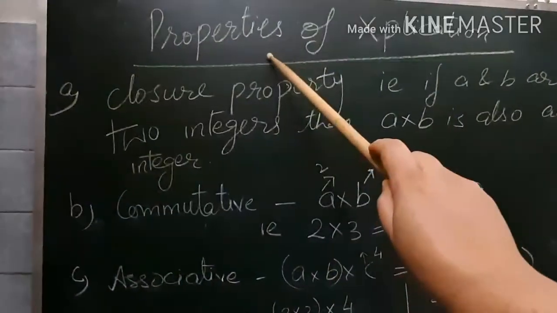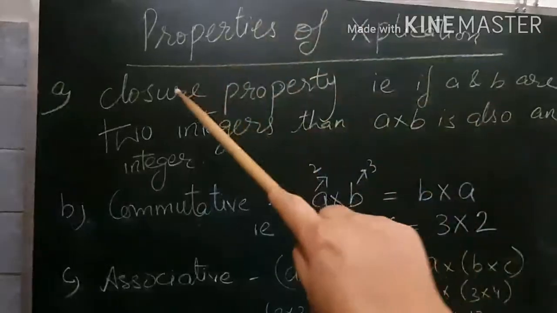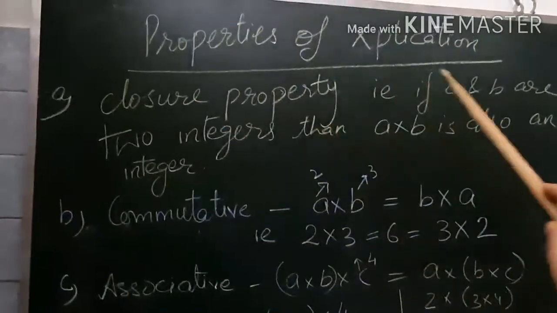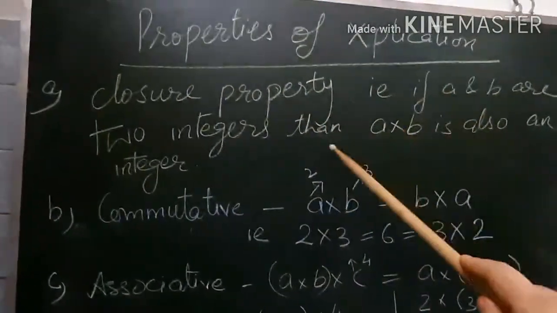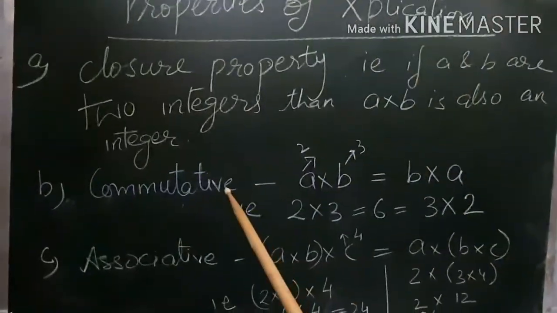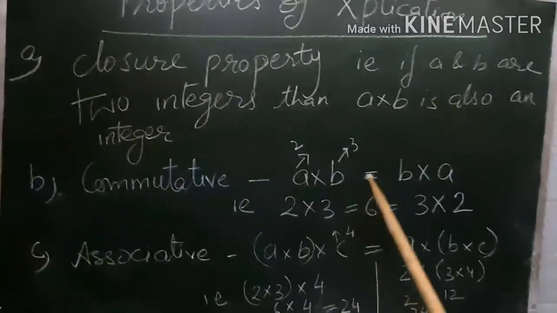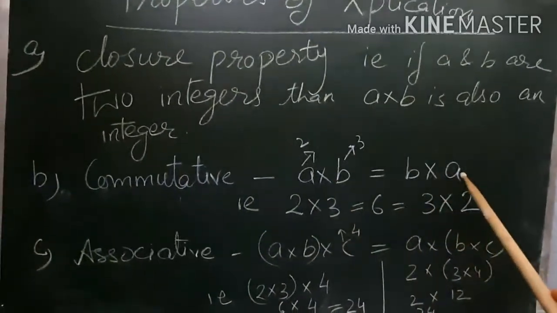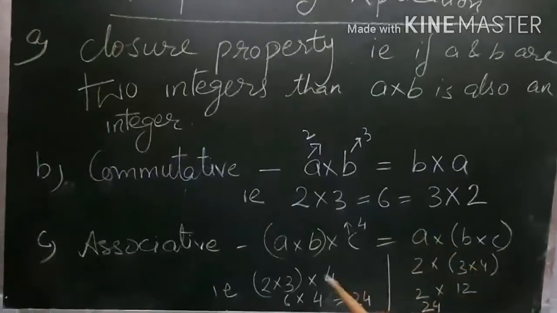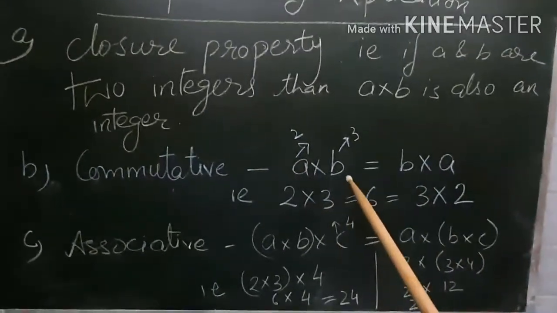Now let us understand properties of multiplication. Closure property, that means if you have two integers, then their product is also an integer. Second, commutative property, that means a multiply b is same as b multiply a, which means whatever the order you multiply two numbers, the answer will remain same.